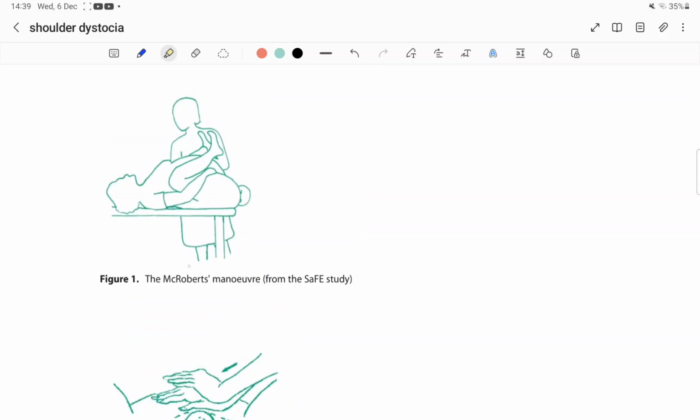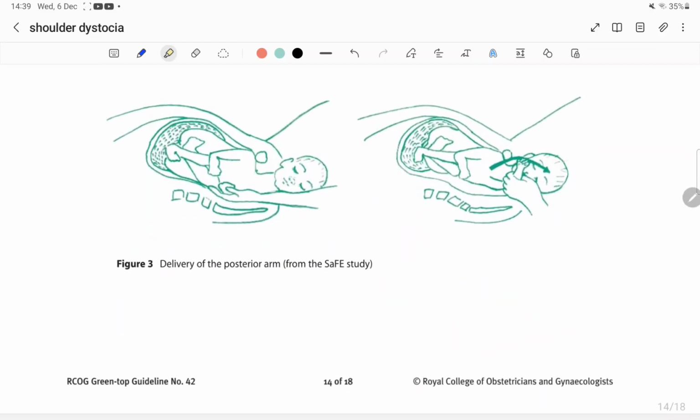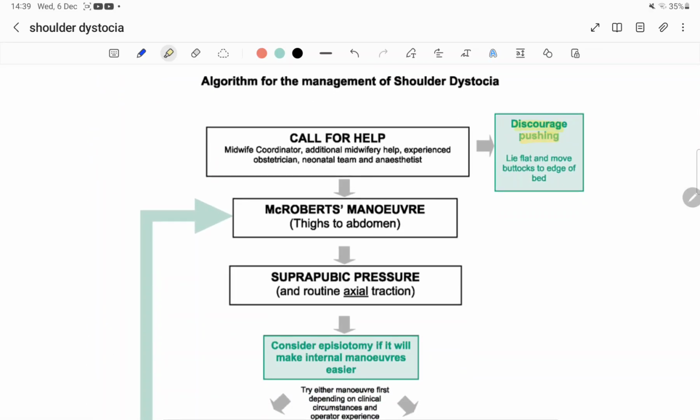This is the McRoberts maneuver. This is the suprapubic pressure. This is the delivery of the posterior arm. First, you have to discourage pushing, lie flat, buttock to the edge of the bed. Now call for help: coordinator, midwife, experienced obstetrician, neonatal team, and anesthetist. First is McRoberts, 90% success.